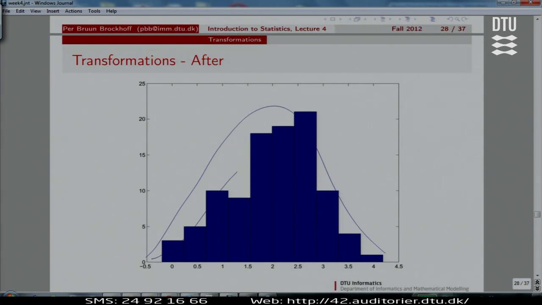Actually, let me try to put in a better normal curve here. That's better, I just threw this in by hand. This was a better normal curve, I believe. Now the thing is, we could take the data points as they are shown in a histogram.